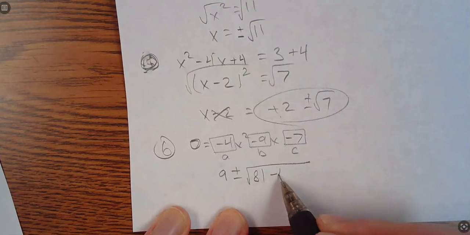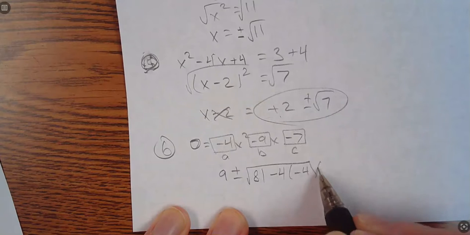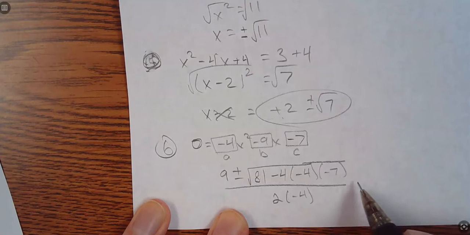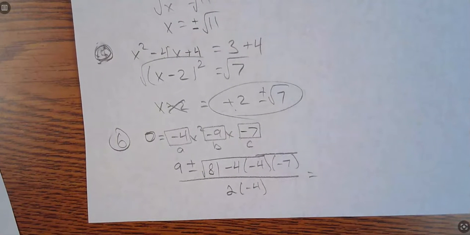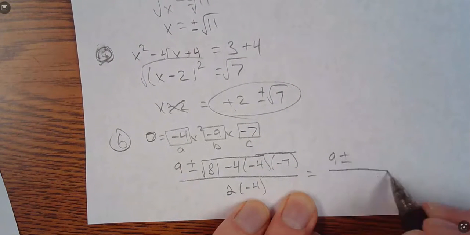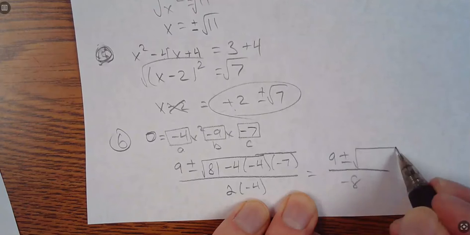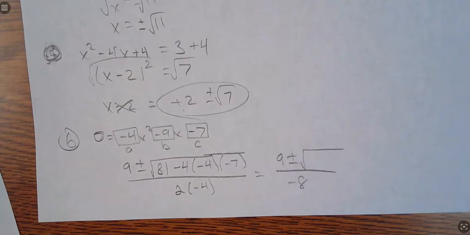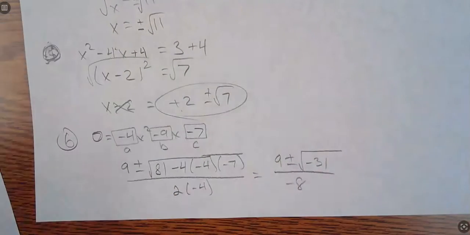So b squared minus 4 times a times c, all over 2 times a. You're plugging in your numbers in there. And in the calculator, I'm just going to do what's under the radical first. 81 minus 4 times negative 4 times negative 7. This gives me a negative 31.